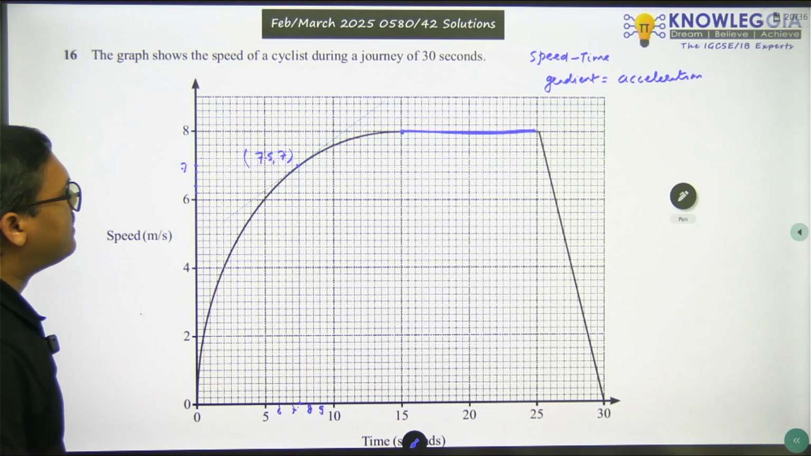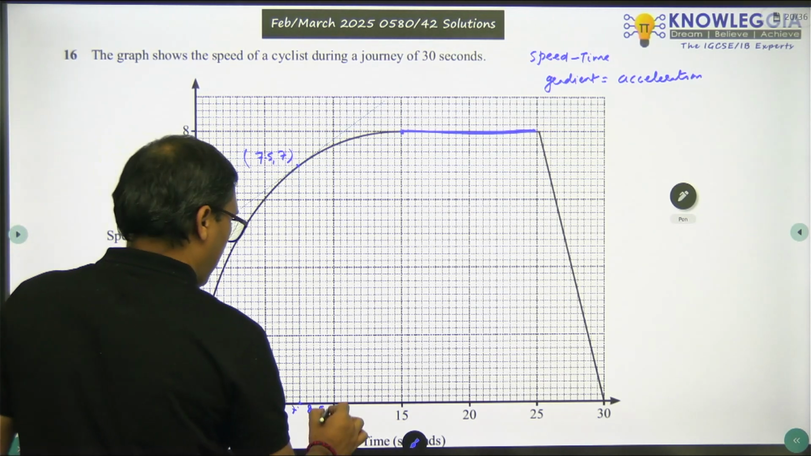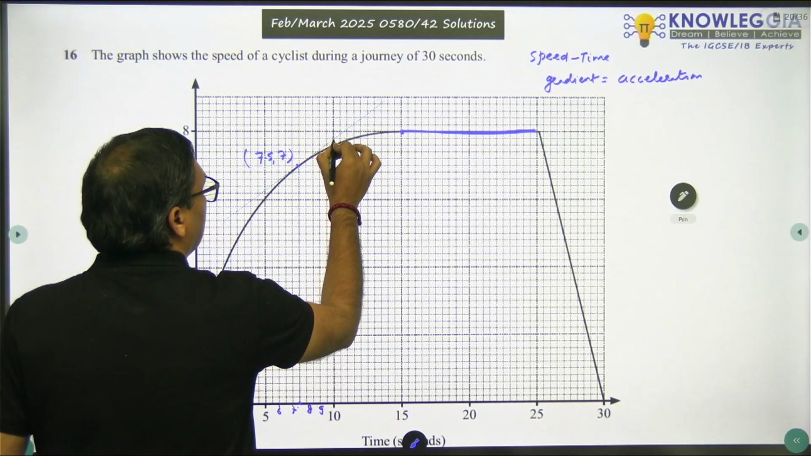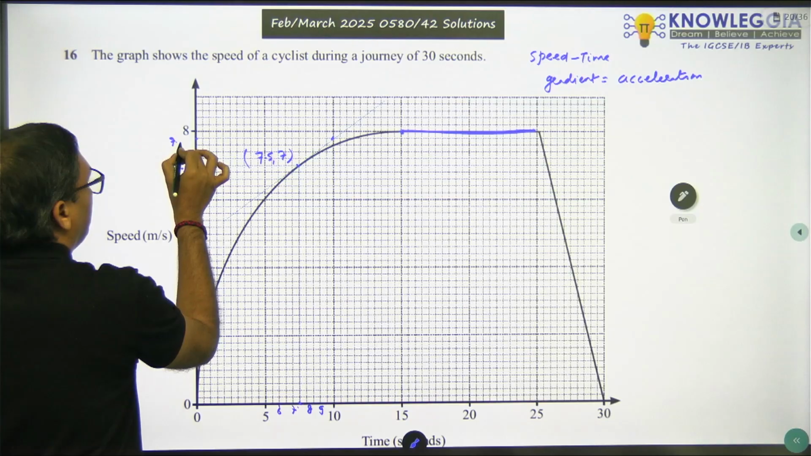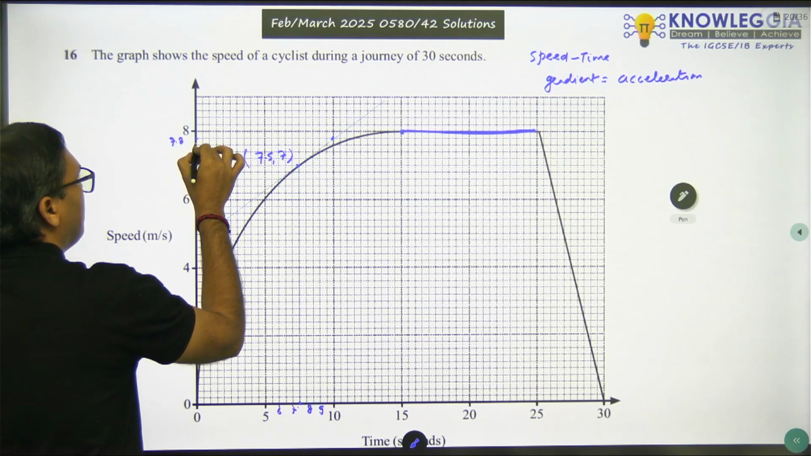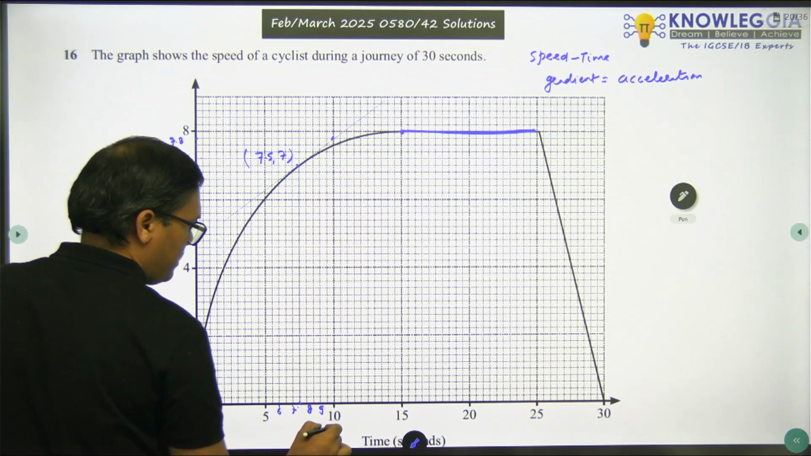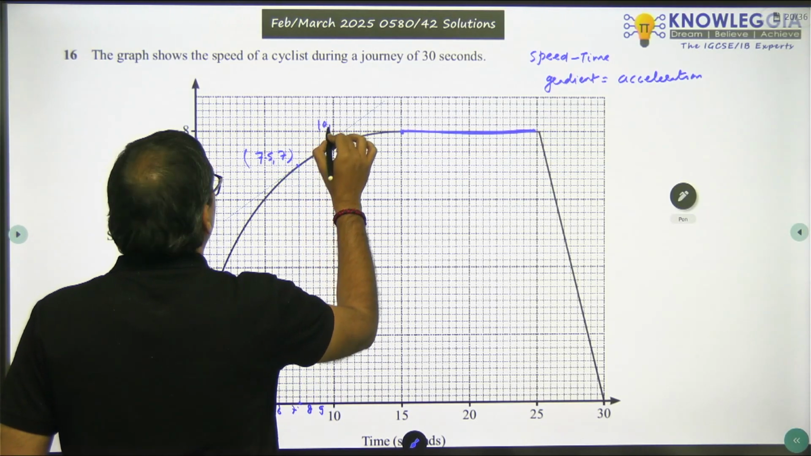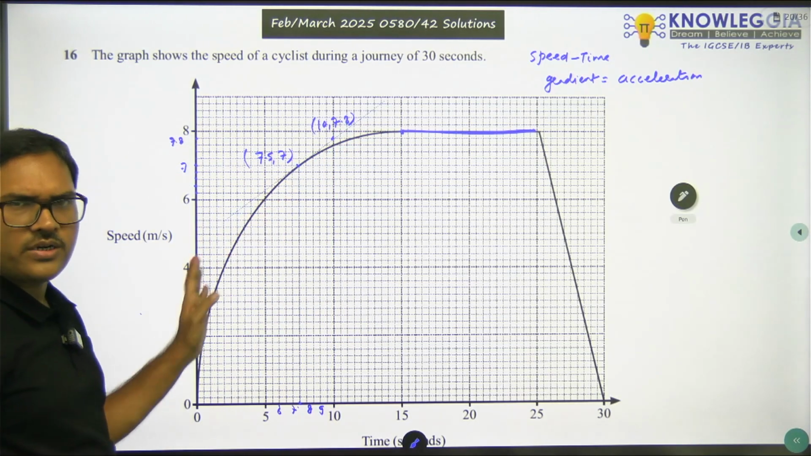Okay. Now let's take one more point which you can easily find. You can see at 10, what is this value? This point is basically 7.8. So at 10, the value is 7.8. You can read any coordinate on the graph.